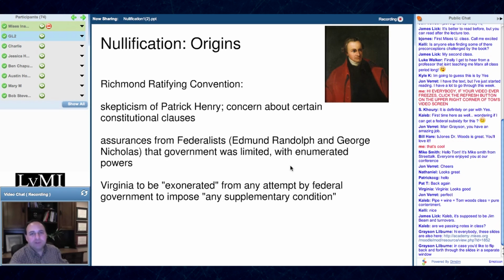any supplementary condition, any additional power exercised by the federal government, then Virginia would be exonerated, because Virginia would simply be able to point to the language of its ratification and say, wait a minute, when we ratified, we said we are entering this union on these terms and accepting these particular federal government powers and none other. So if there is an additional power exercised, then Virginia would be exonerated from that. That's pretty close to the idea of state nullification.